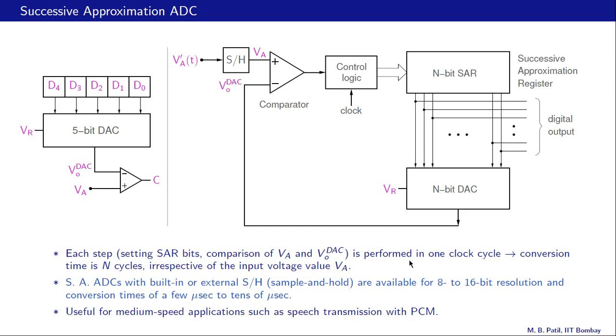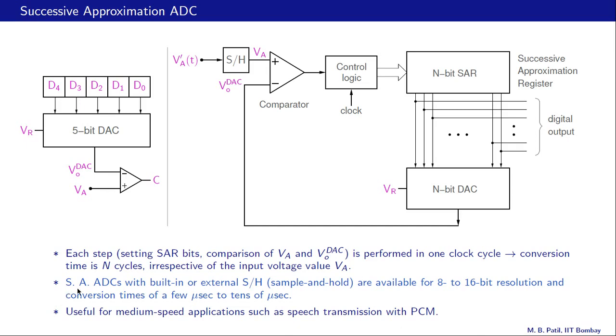And therefore the conversion time is n cycles. So if this clock has a period of t, then the total conversion time is n times t, where n is the number of bits, and that is irrespective of the input voltage value VA. Now this conversion time is definitely larger than that required for a flash ADC, but as we will see, it is better than some other ADC types.